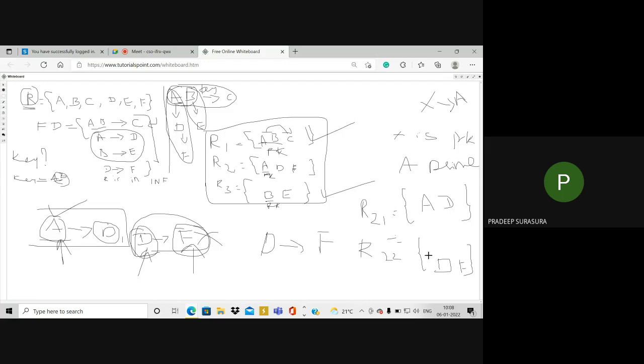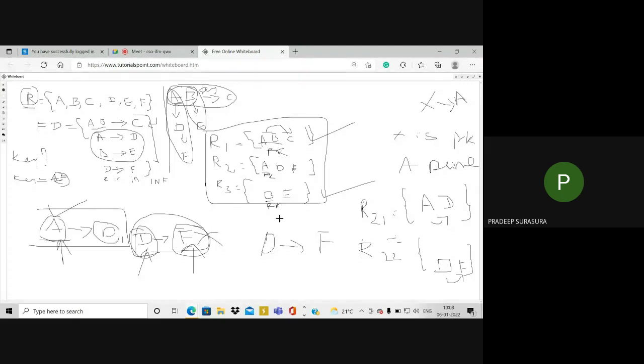Now we observe that this is one dependency, and this is another dependency. R1 and R3 will not have any change because they do not violate third normal form. In R2, the FD D determines F violates third normal form, so we normalized R2 into R21 and R22. After breaking these, we observe that we cannot normalize further. So this is the end of the problem.